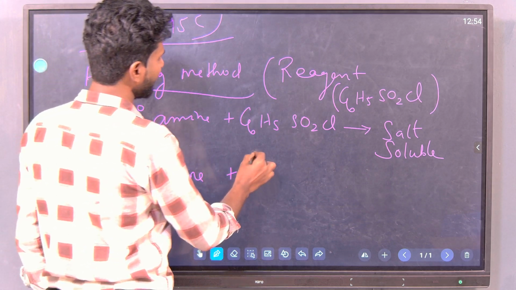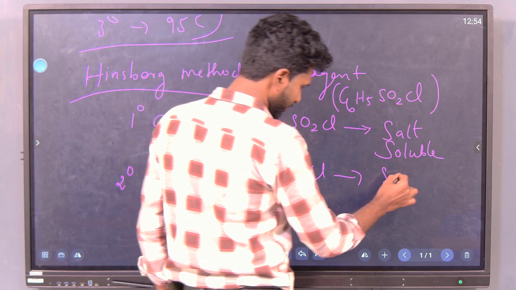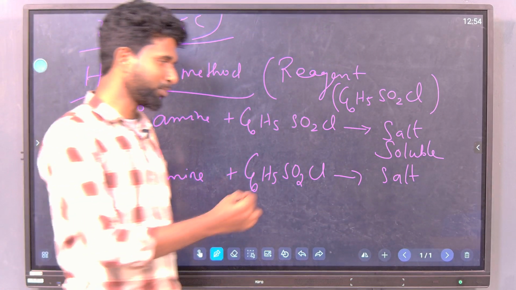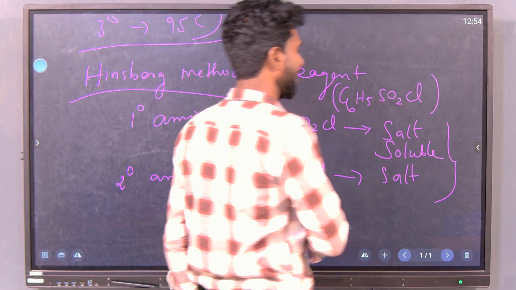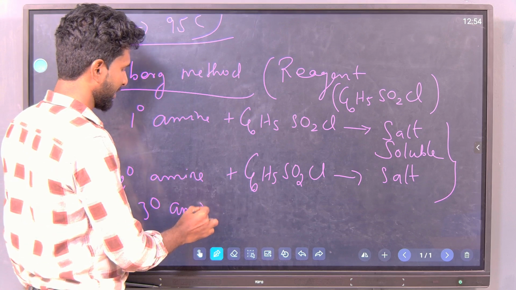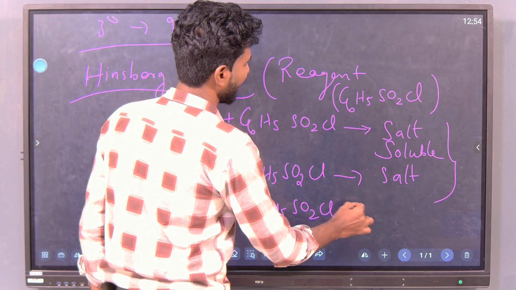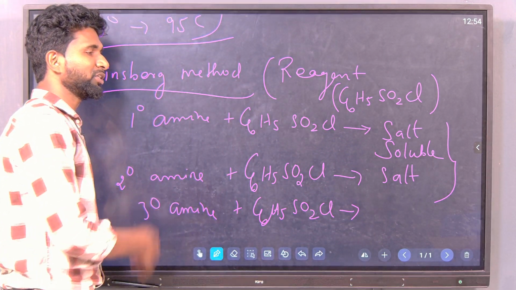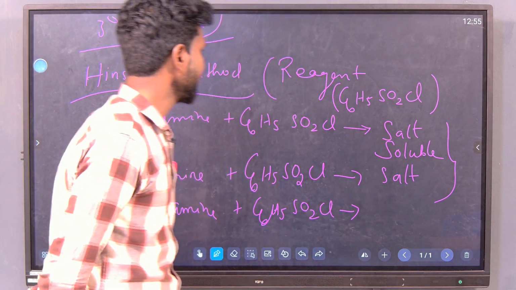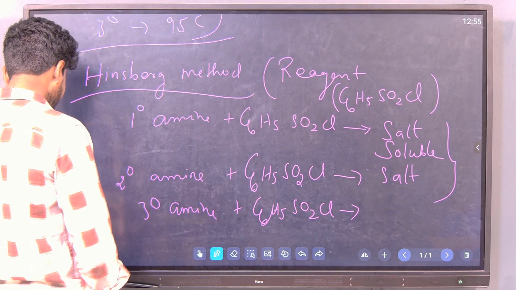Secondary amine also reacts with the same reagent, C6H5SO2Cl. It gives the salt but is insoluble in alkali. From this point we have to conclude which is the primary amine and which is the secondary amine. The tertiary amine does not react with Hinsberg reagent because the amine does not contain hydrogen. Here, for the elimination of hydrochloric acid, HCl, the hydrogen is important. So this is the classification of the three types of amines: primary, secondary, and tertiary amines.